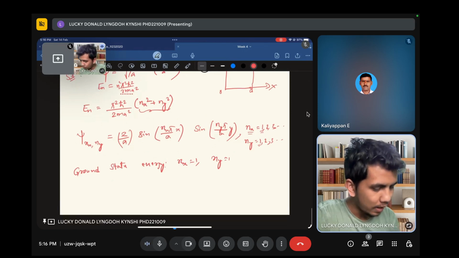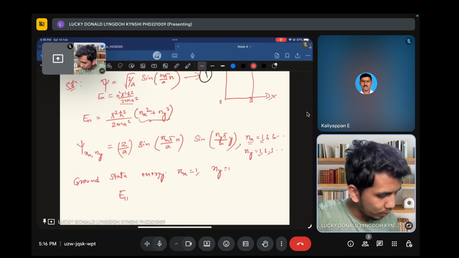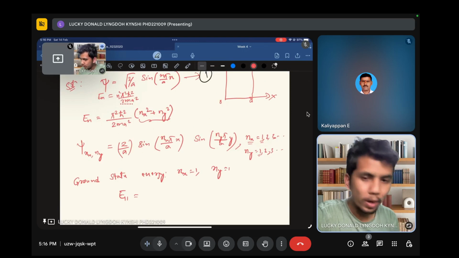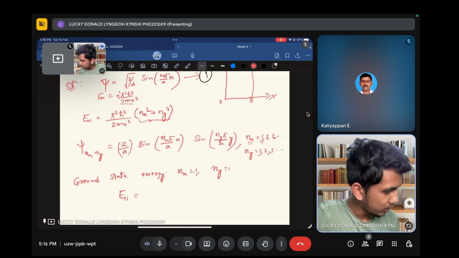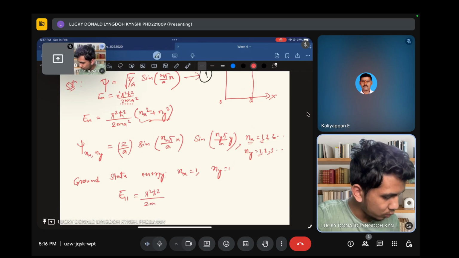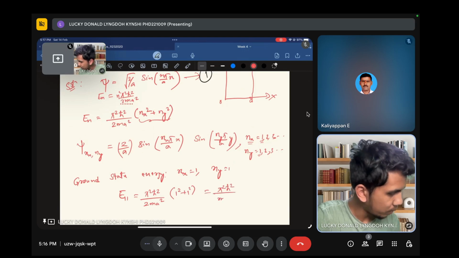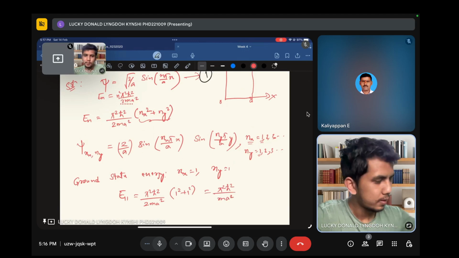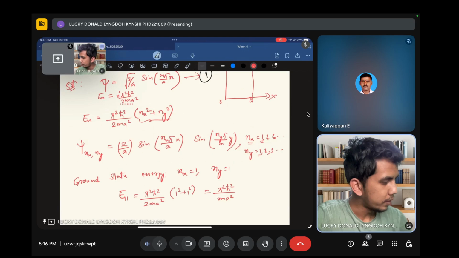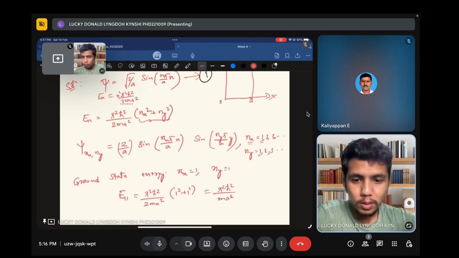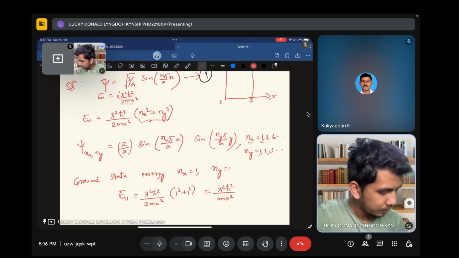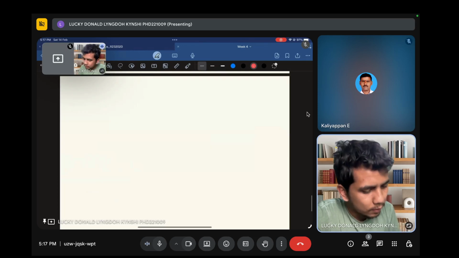So if you put that, energy E11 will be equal to what? nx is equal to 1, ny is also equal to 1. You will get pi square h cross square by 2 m a square, and then we get 1 square plus 1 square. It will be equal to simply pi square h cross square by m a square. Okay, so fine. That means this is the energy without the perturbation. Second, the first excited state.